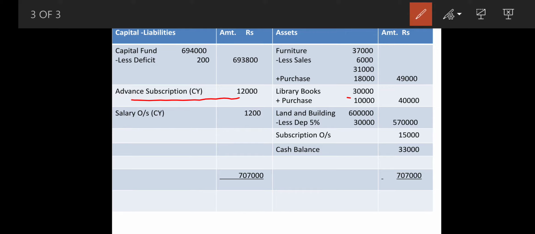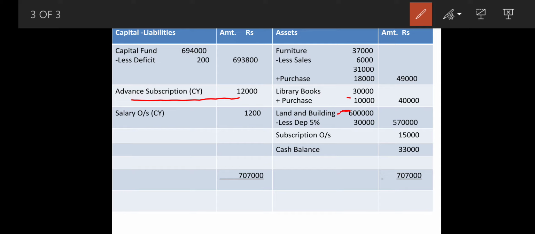I had already mentioned the 30,000 plus purchase of library books. In the same way, furniture also we have dealt with: furniture 37,000 plus less sale plus purchase. So that is also over. Then comes your land and building as an asset, standing at 6 lakhs. So in the inner column you have to write down 6 lakhs because there is an adjustment.